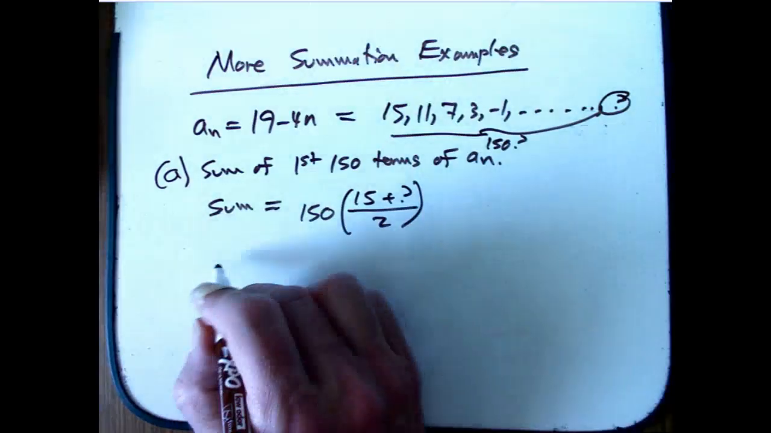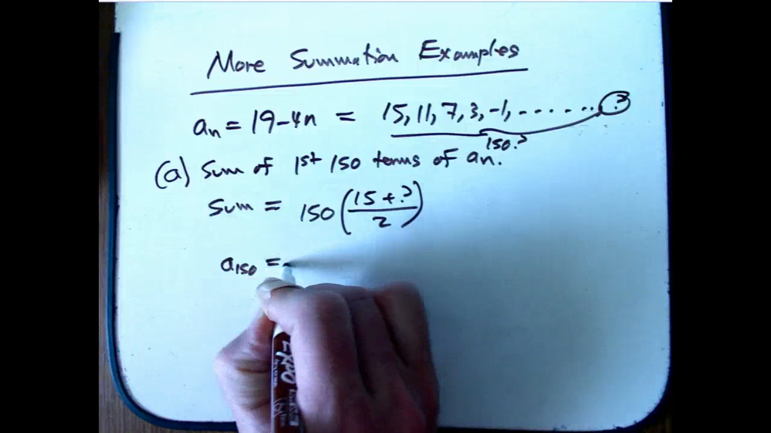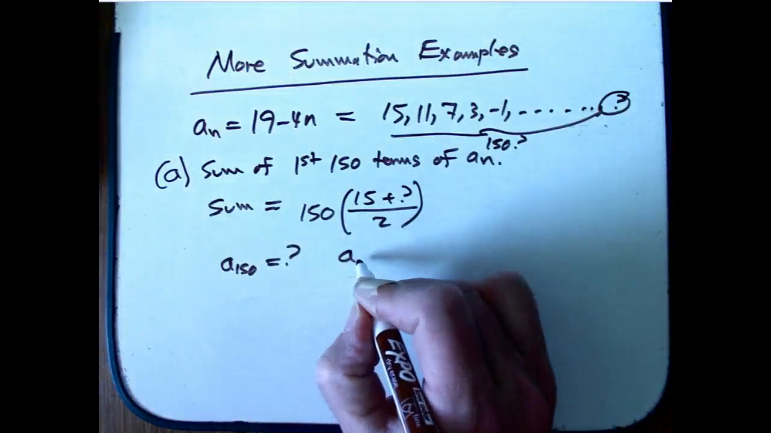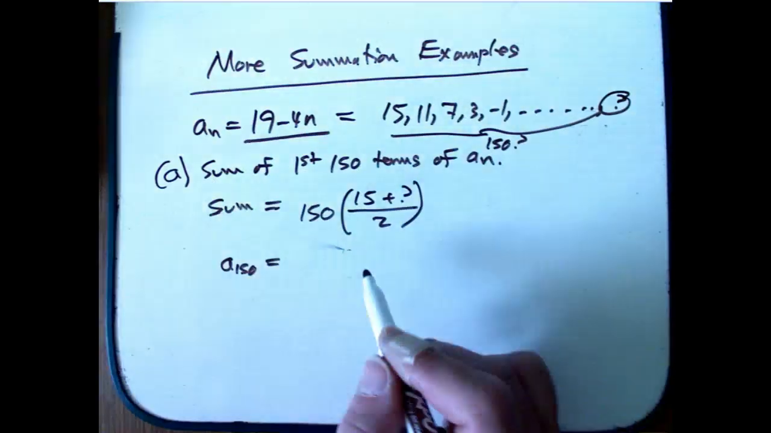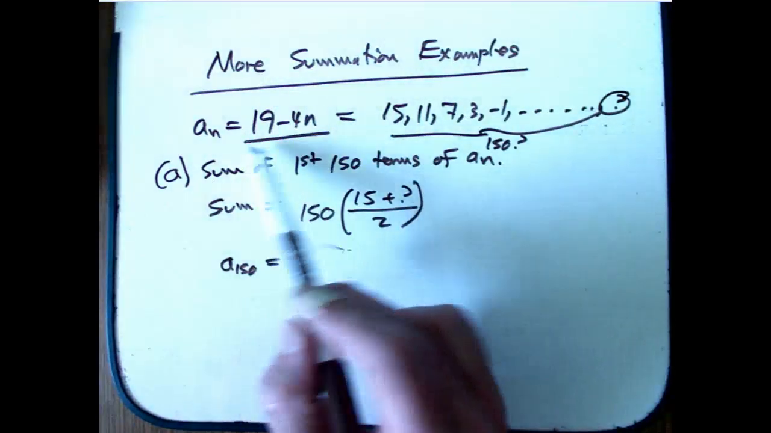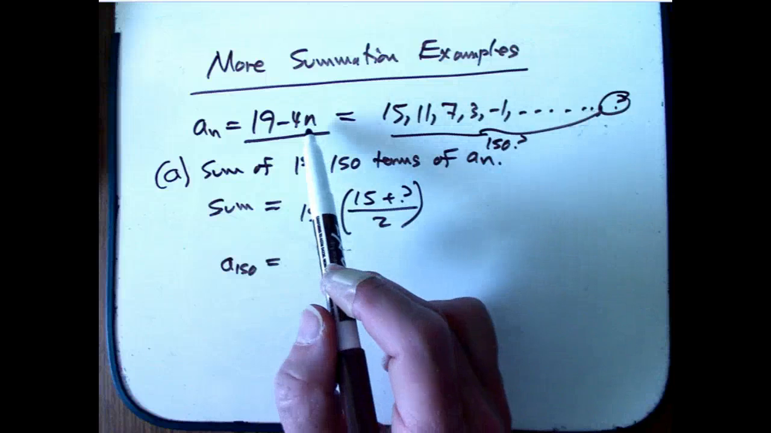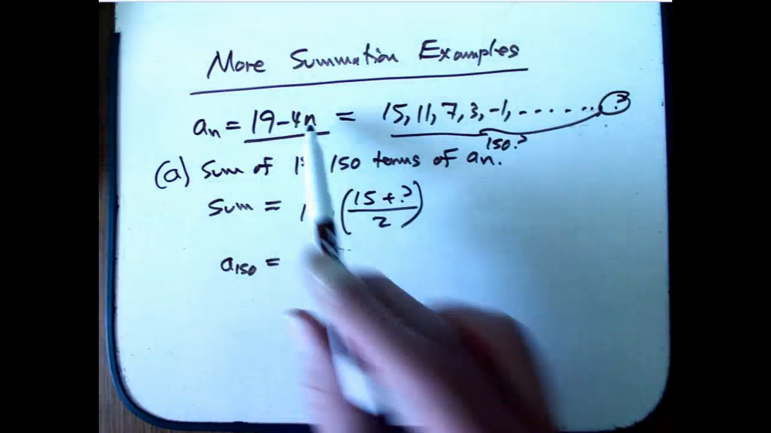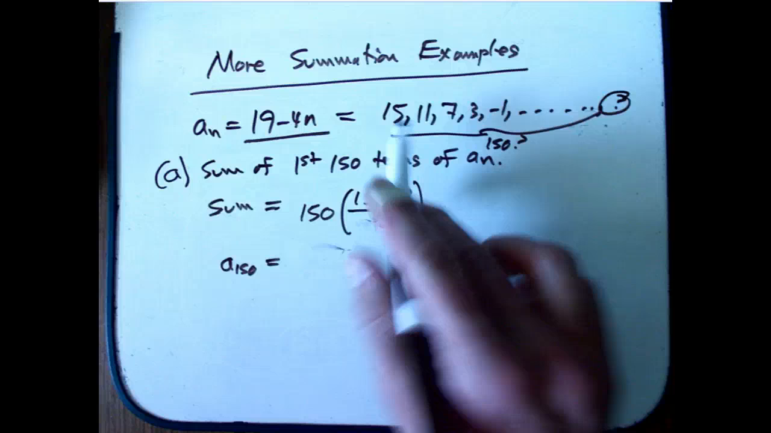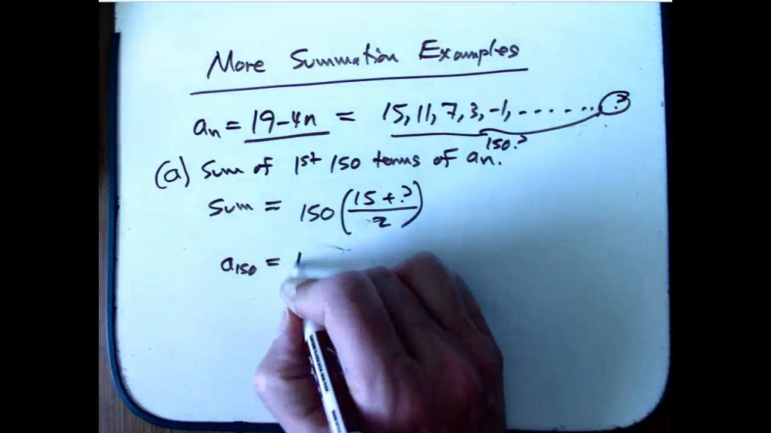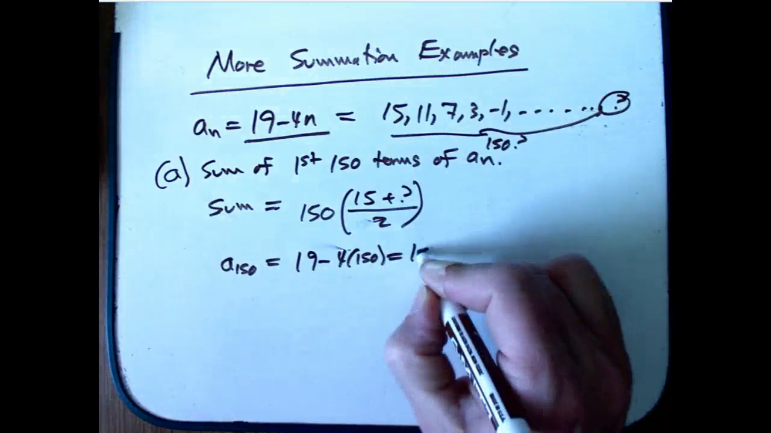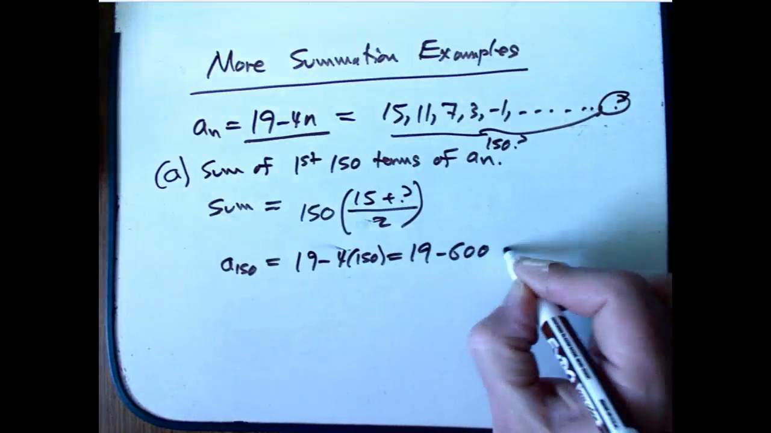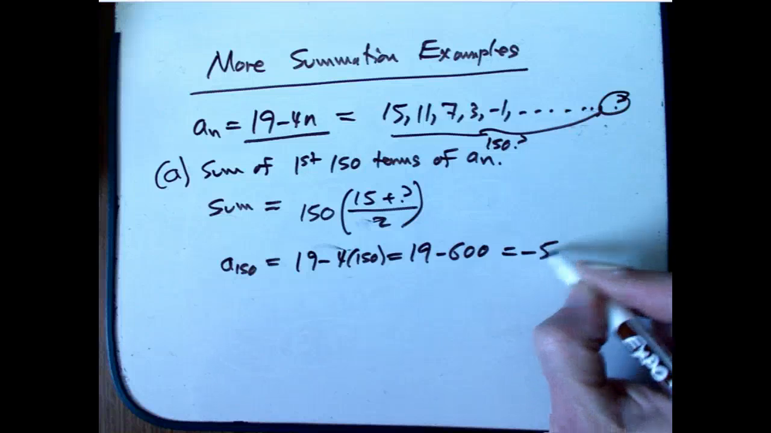Okay, but oh gosh, we need to know what a sub 150 is. Well, we can just plug in. Oh yeah, it's right here. We can just plug that into the formula we already have. So that's one reason you'd want the master formula: it easily gives you what that last term is if you're going to do a summation. Otherwise, we would have had to do a lot of guess and check, maybe. So that's 19 minus 4 times 150, or 19 minus 600, or minus 581.